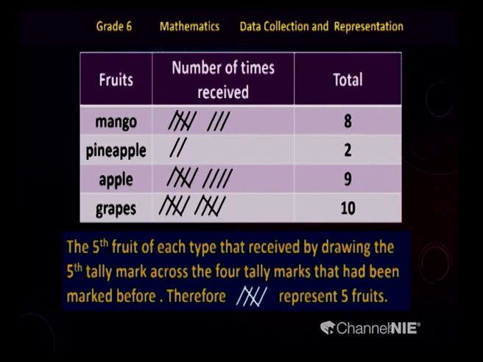Then pineapple, that is 2, no? So it is very easy. Then apple, that is 9. How to draw 9? It is 5 plus 4, no? You can see 5 tallies together and another 4 tallies. Then grapes, that is 5 plus 5, which means 5 tallies together and another 5 tallies together.